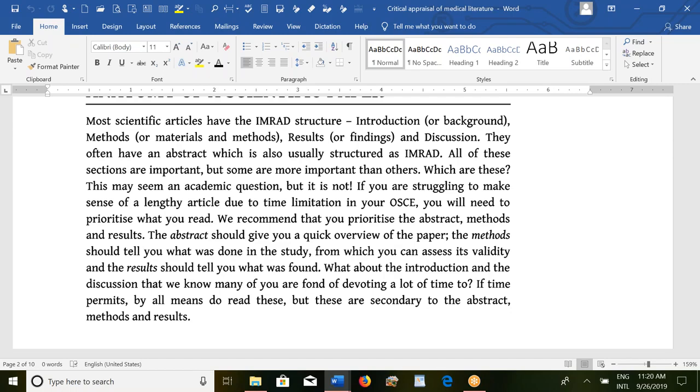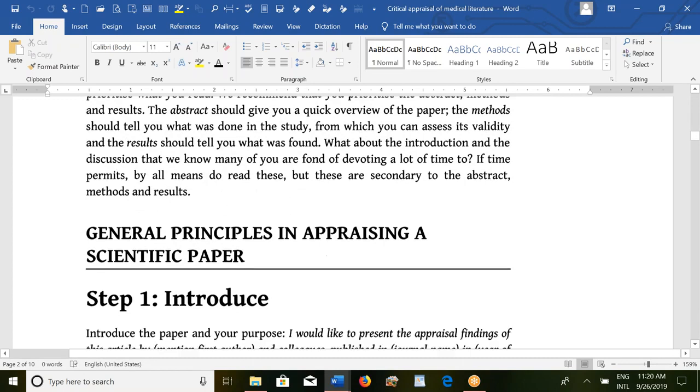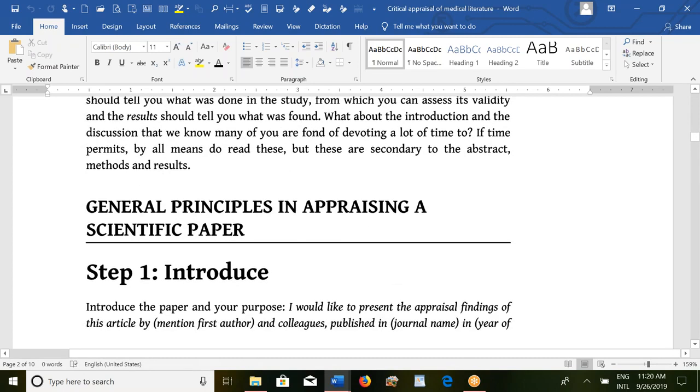What about the introduction and the discussion? We know many of you are fond of devoting a lot of time to those. If time permits, by all means do read these, but they are secondary to the abstract, methods and results. So focus on three things: the abstract, what methods were used for analysis, and the results.